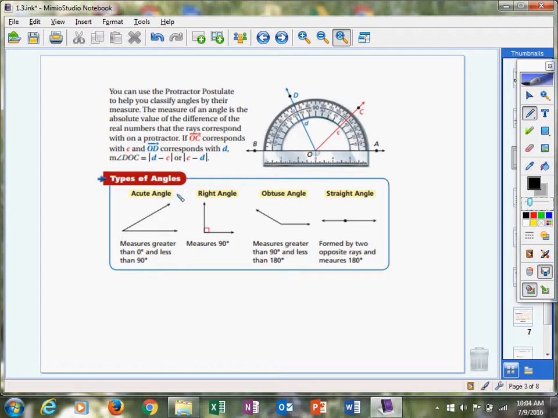Classifying angles, you guys know how to classify angles. I really don't want to belabor this point. If it's any angle that's less than 90 degrees, it's acute. If it's exactly 90 degrees, it's a right angle. If it's greater than 90 degrees but less than 180, then it's obtuse. And if it's exactly 180 degrees, then it's a straight line. It's what we call a straight angle. So there's actually 4 kinds of angles that can be measured here: acute, right, obtuse, and straight. Okay? So let's take a look.